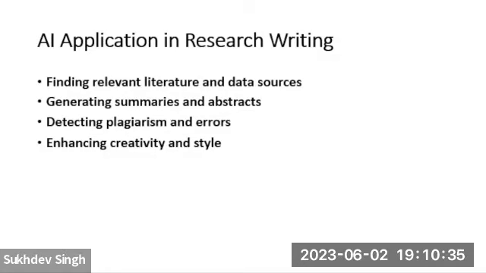I will be rather focusing on the AI application in research writing. First and foremost, to begin with, we have to find the relevant literature and the data sources. It is not always possible to go through all the literature and data sources that we have, unless we have some summaries. We read only that much which is useful for our research.